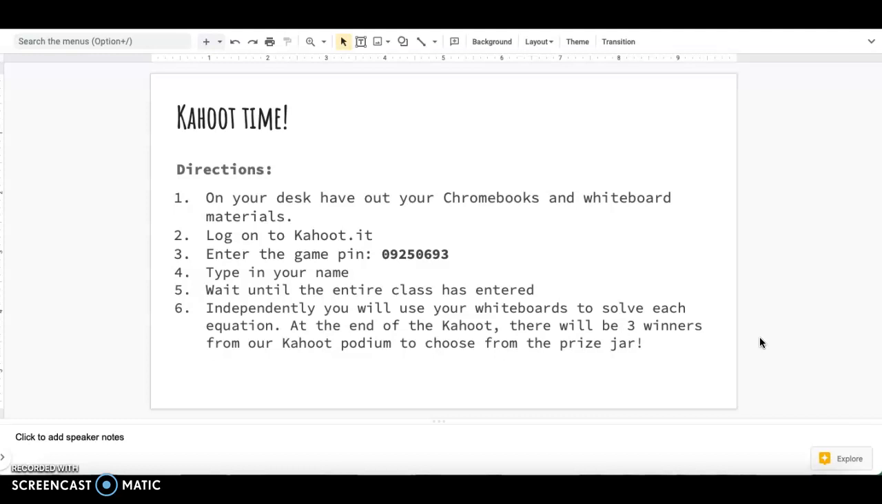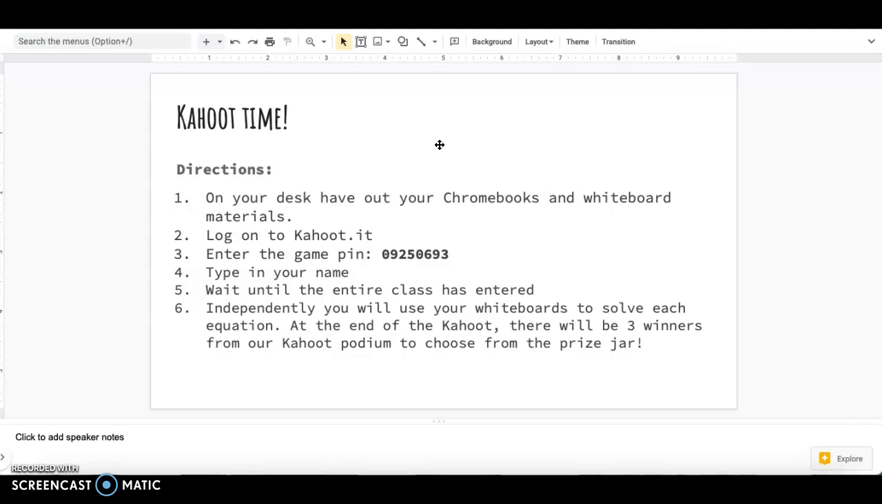So this is the game-based learning activity in my lesson. So on the smartboard, I'll be presenting the following directions. It says step 1, on your desk, have out your Chromebooks and whiteboard materials.